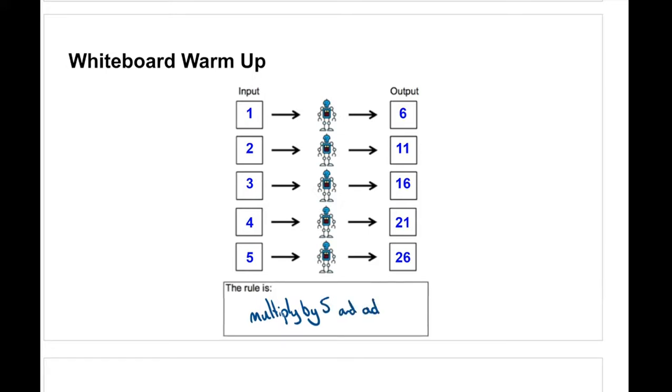and add 1. So going from the input to the output, now we have two parts to our rule. We multiply by 5, and then we add 1. 1 times 5 is 5, plus 1 is 6. 2 times 5 is 10, plus 1 is 11. 3 times 5 is 15, plus 1 is 16. So again, this rule does work.